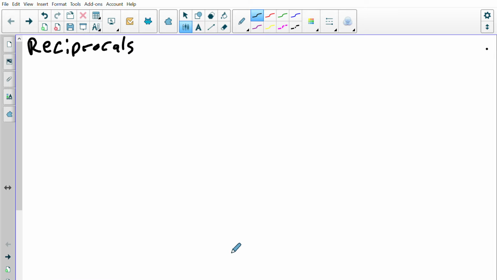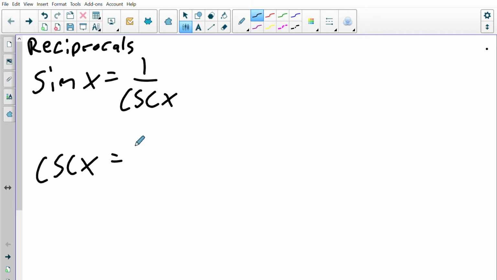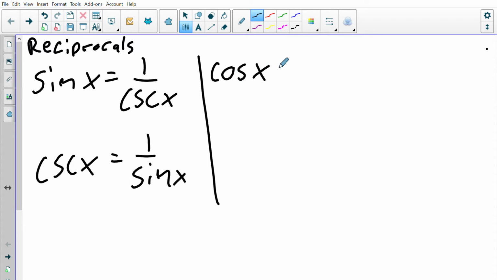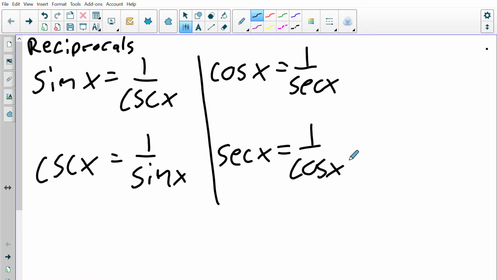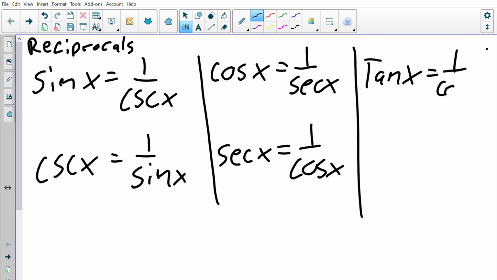So the first thing is a refresher on reciprocals. Sine x is the same as 1 over cosecant x, which means that cosecant is 1 over sine. Cosine of x is the same as 1 over secant of x, which means that secant is 1 over cosine. And then tangent of x is the same as 1 over cotangent of x, which means that cotangent of x is the same as 1 over tangent of x. So pause the video, write that on your piece of paper.